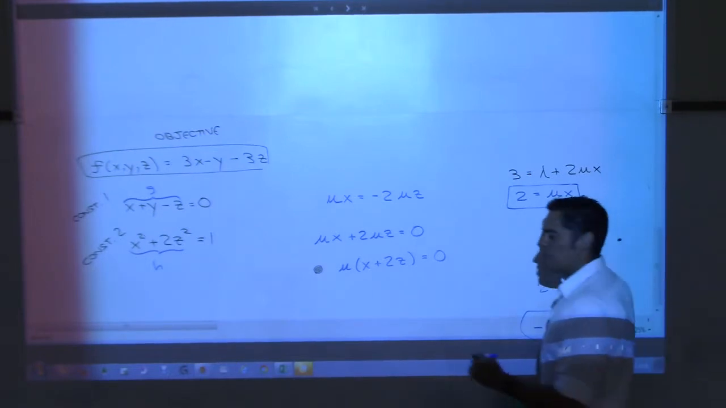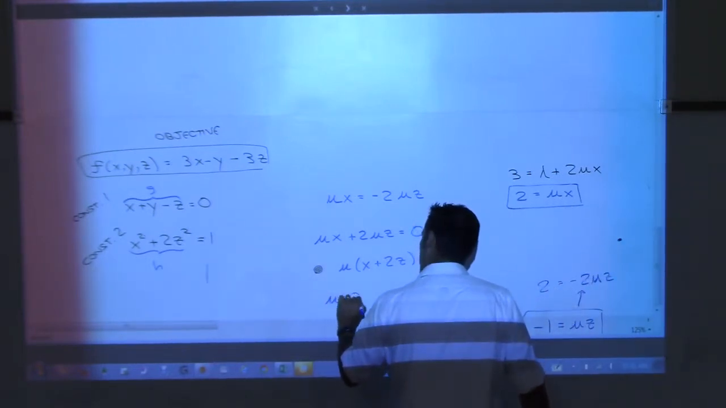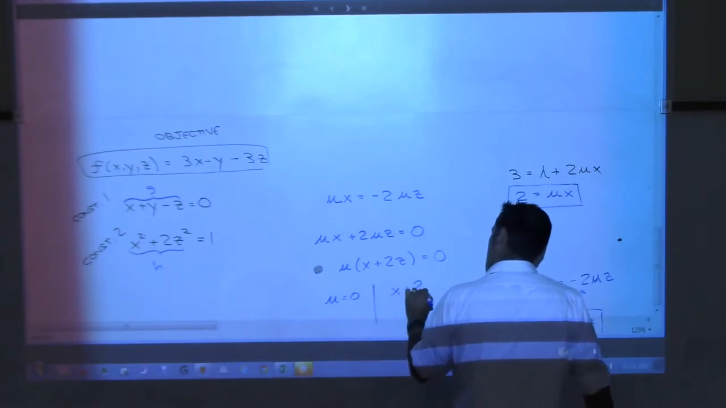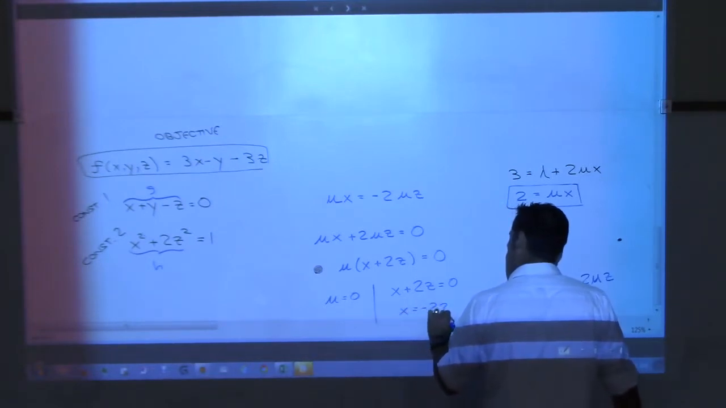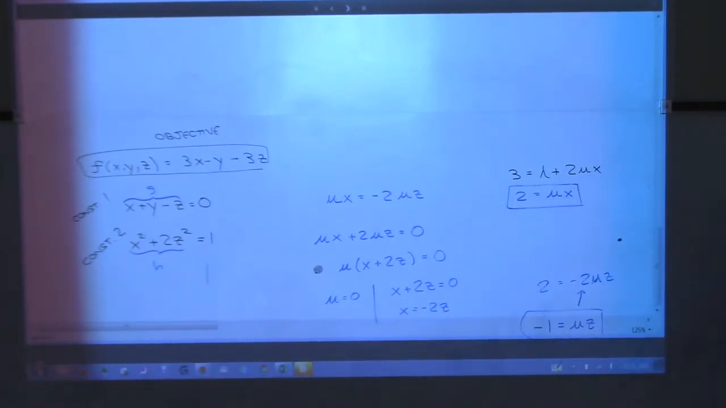So I'm going to be looking at two different scenarios here. What if mu is 0? And the other one, x plus 2z is 0, which means that x would have to be equal to negative 2z. Now what? Well, mu can't be 0. Why can't mu be 0? Because with equation 1, if mu is 0, that means 3 would be equal to negative 1, and that can't happen. So we can eliminate mu being 0.